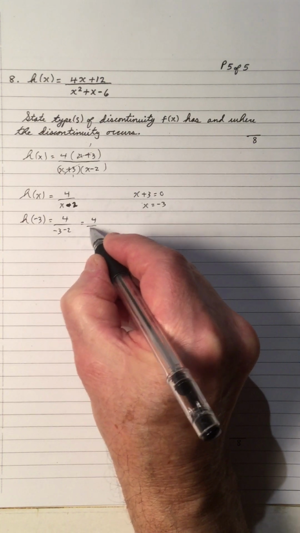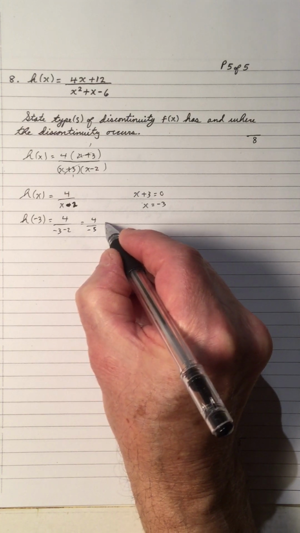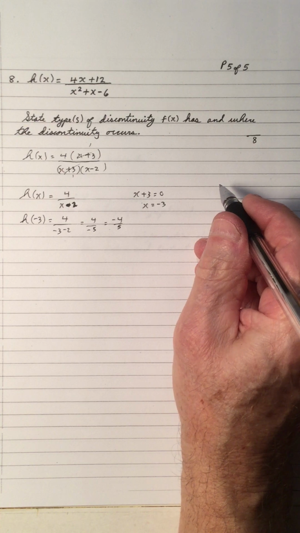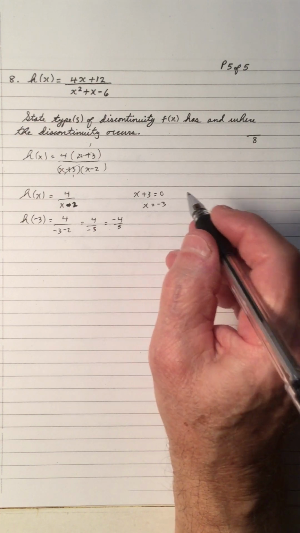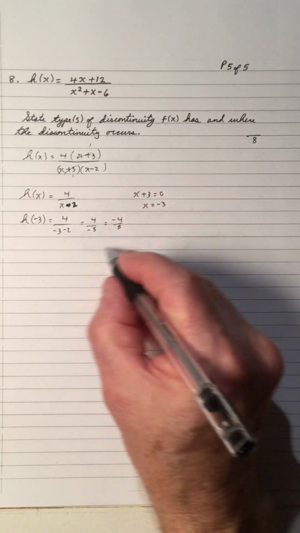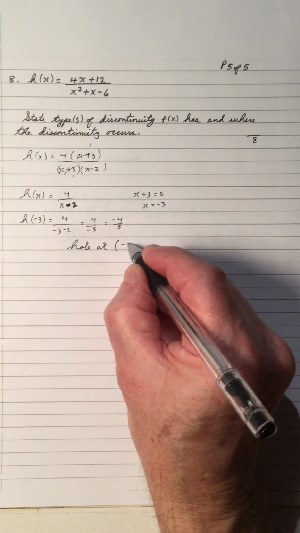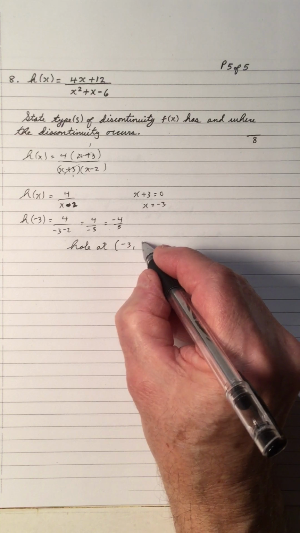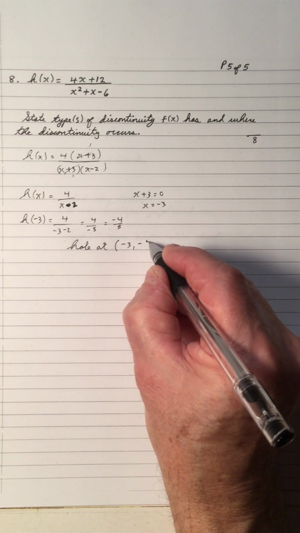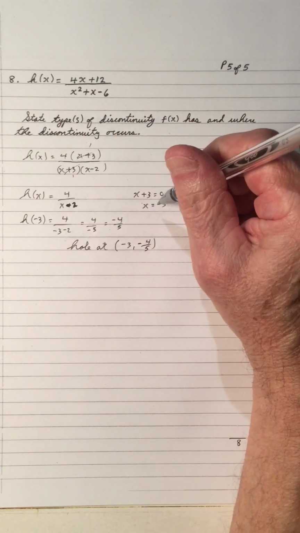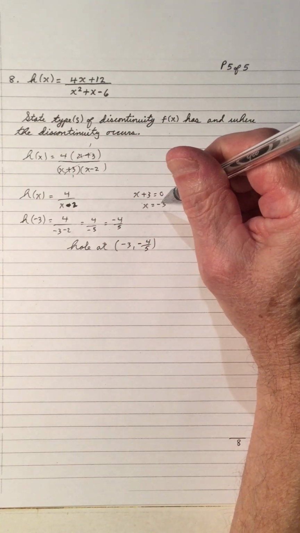So that's 4 over negative 5, which gives us negative 4 over 5. So it's discontinuous at x equals negative 3. It's a hole at x equals negative 3 and y equals negative 4 over 5. So there's a hole in this graph right here, because it's discontinuous at x equals negative 3.